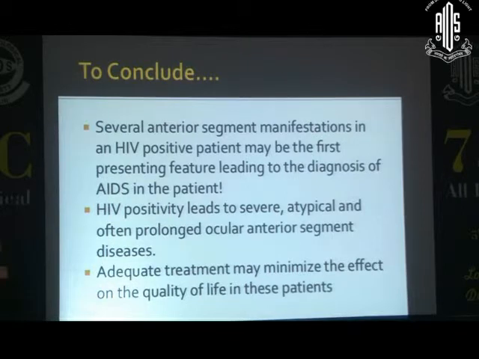So to conclude, several anterior segment manifestations in an HIV positive patient may be the first presenting feature to the ophthalmologist and lead to the diagnosis of AIDS in the patient. You may save the life of the patient actually. And HIV positivity leads to severe and atypical, often prolonged ocular anterior segment diseases. Adequate treatment may at least minimize the effect of that disease, and we can improve the quality of life of that patient. There's nothing more we can do, but at least this can be done for these patients.